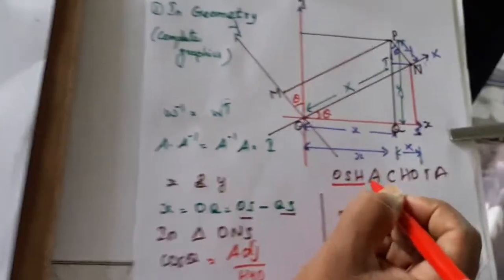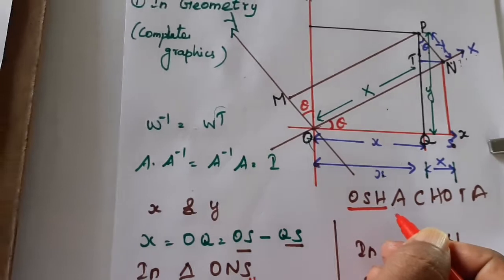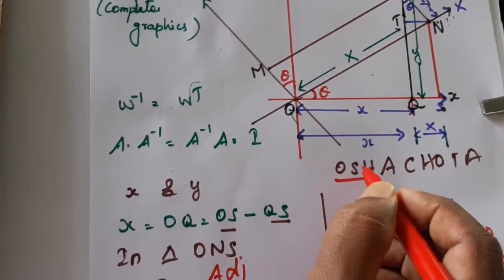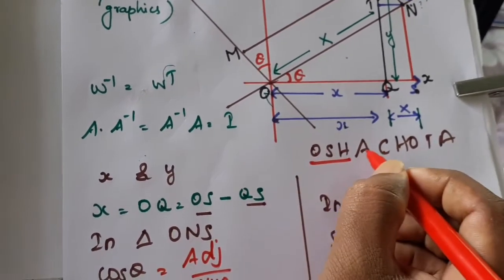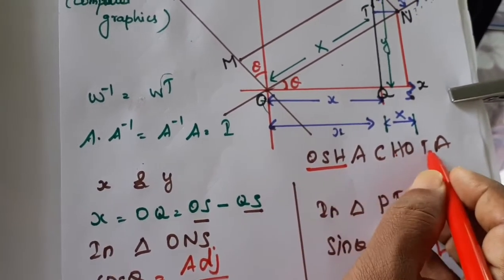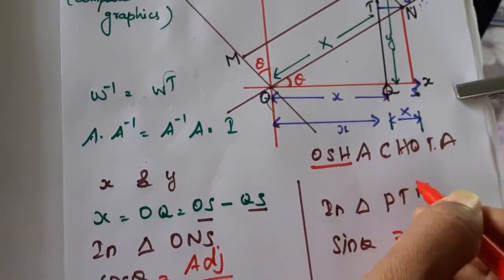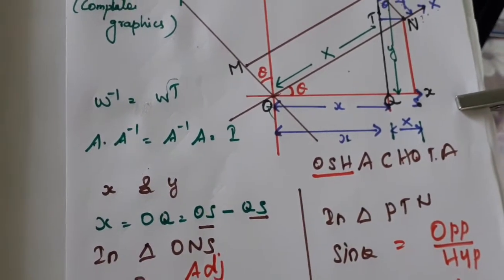Already this is the OSA chota rule. Last year's +1 students know it very well. What is the meaning of OSA chota? Sin theta means opposite divided by hypotenuse. Cos theta means adjacent divided by hypotenuse. Tan theta means opposite divided by adjacent. That is called OSA chota. Okay, now therefore, what is the meaning of x?